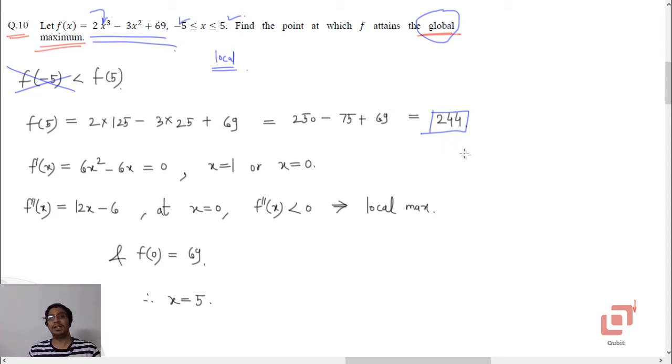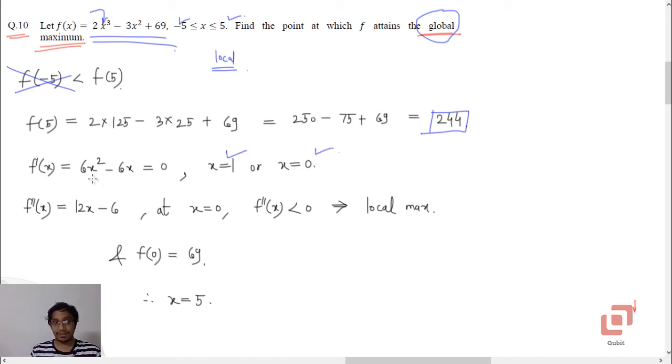but let's now look for local extreme values by applying the first and the second derivative tests. First derivative test is differentiate the function and equate it to 0, whatever the derivative is. So 2x cubed derivative 6x squared, 3x squared's derivative 6x, 69's derivative 0. Equating this to 0 produces a quadratic equation, x squared minus x equal to 0, which has two roots, x equal to 1 and x equal to 0.